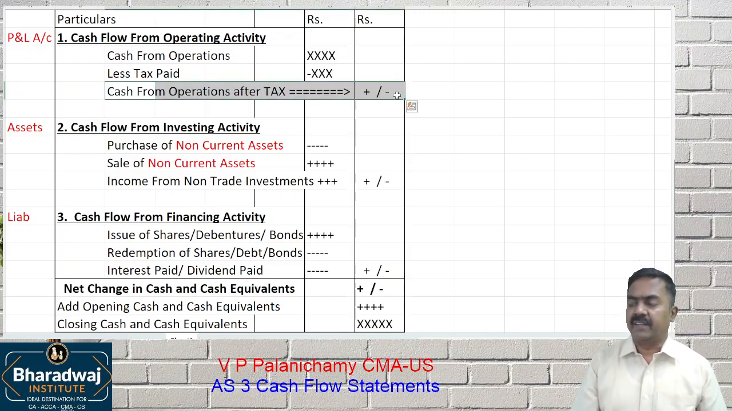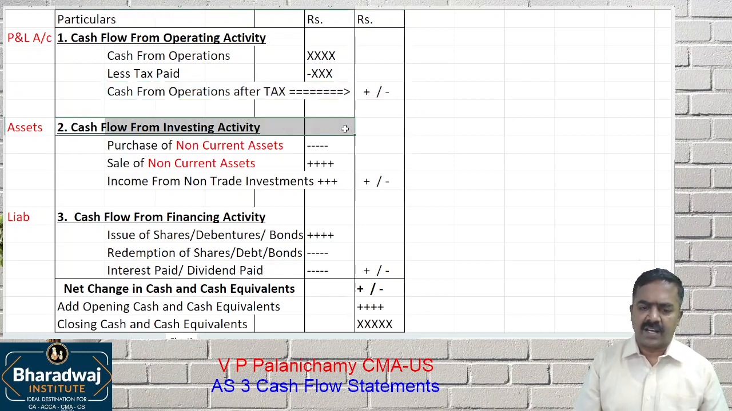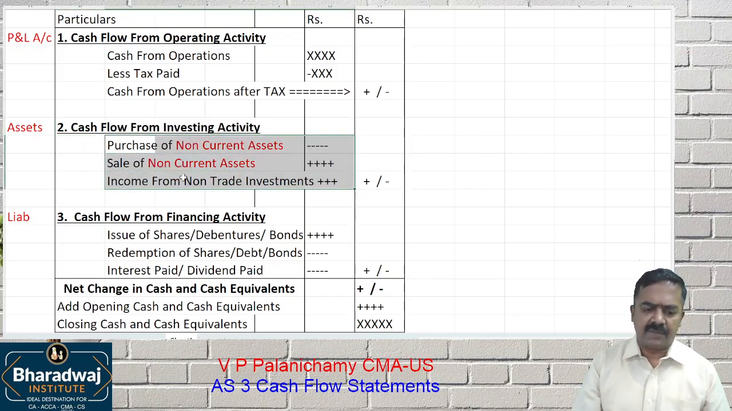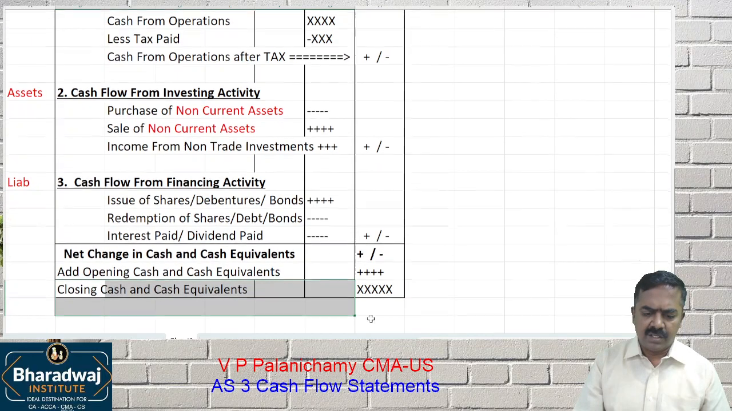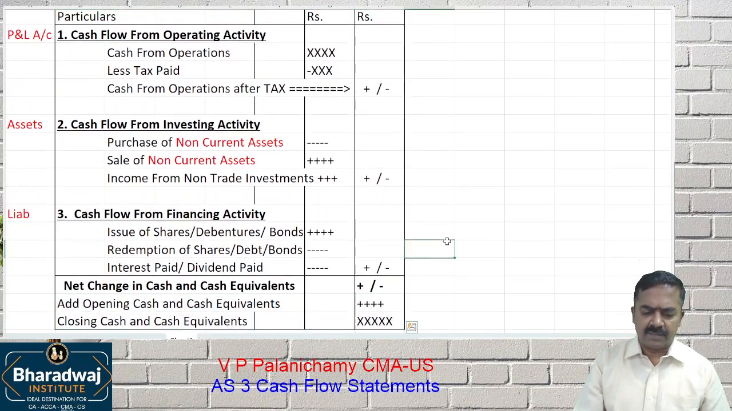So what is the first activity? Operating activity, CFO after tax. What is the second activity? Investing activity, purchase and sale of assets, income from non-trade investments. What is the third activity? Financing activity, to do with liabilities. Then net change in cash and cash equivalents. With that, if you add the opening balance of cash and cash equivalents, you will get the closing balance of cash and cash equivalents.